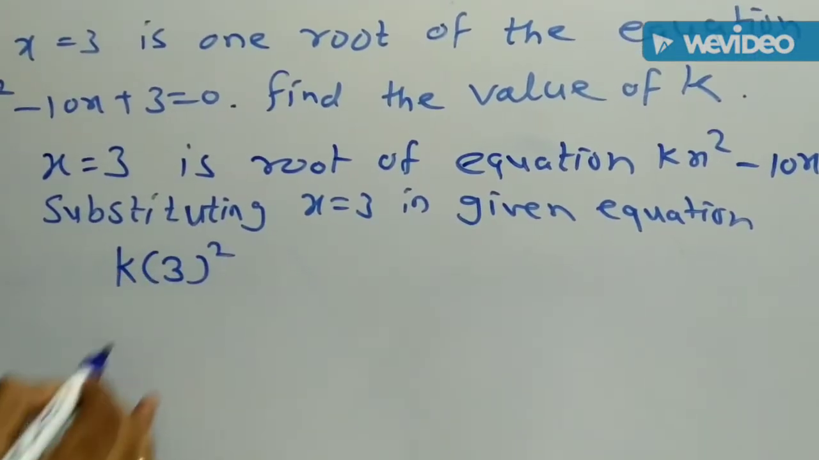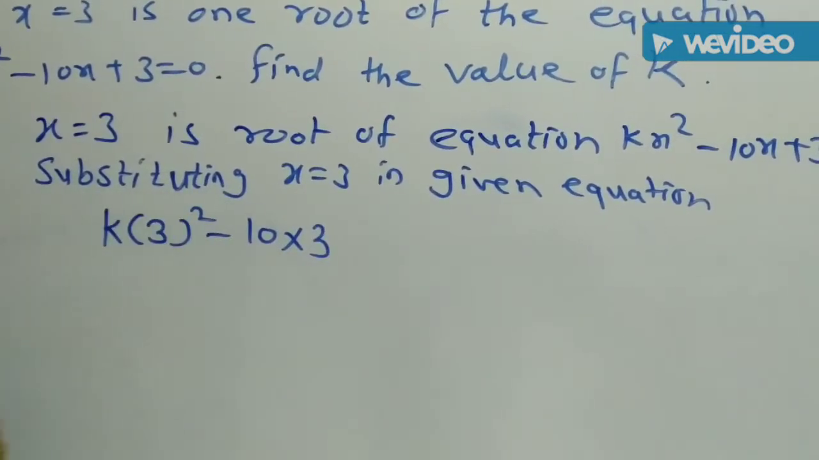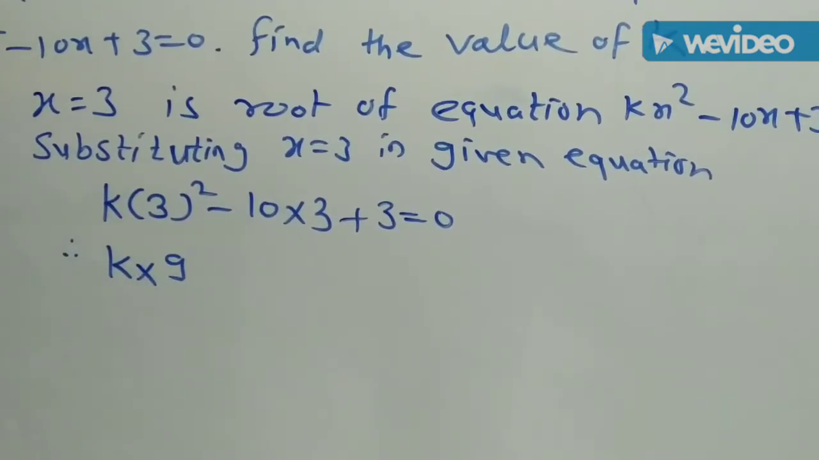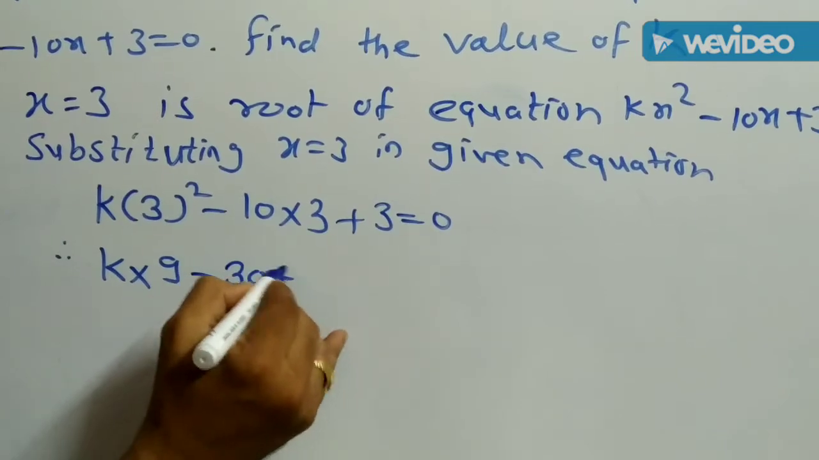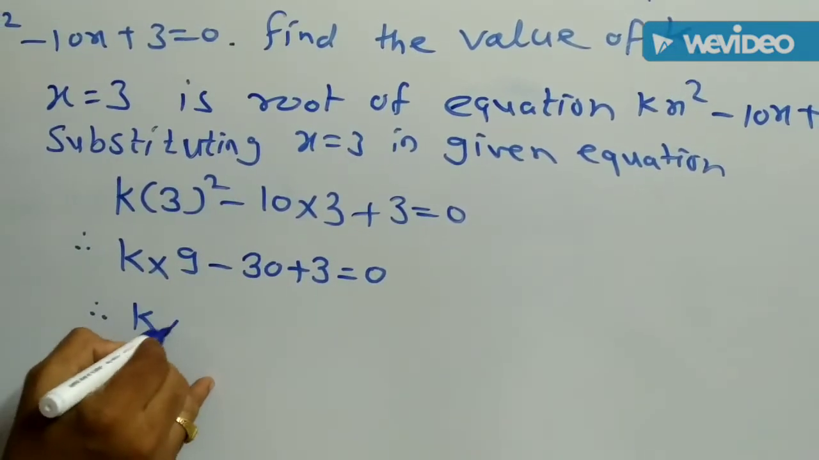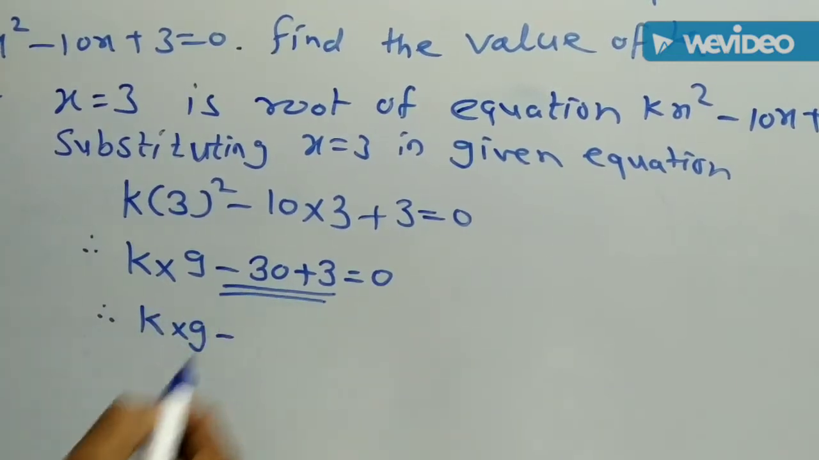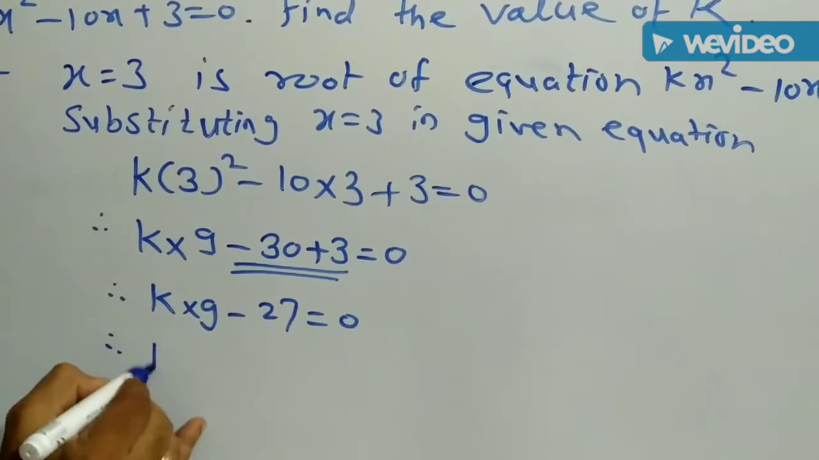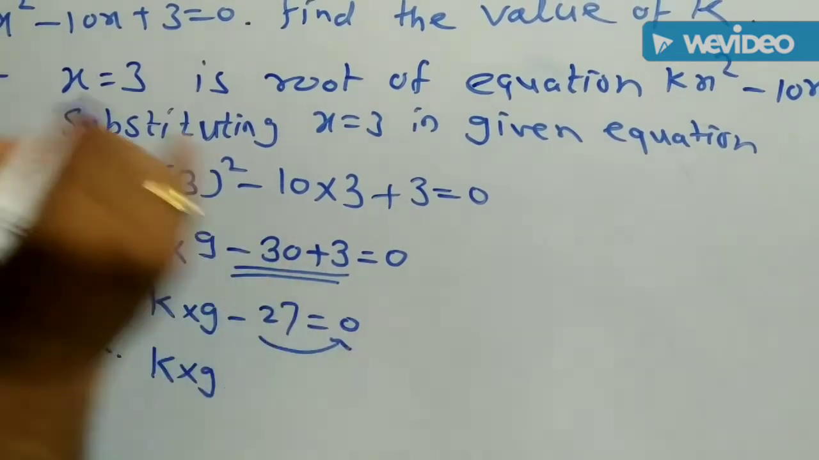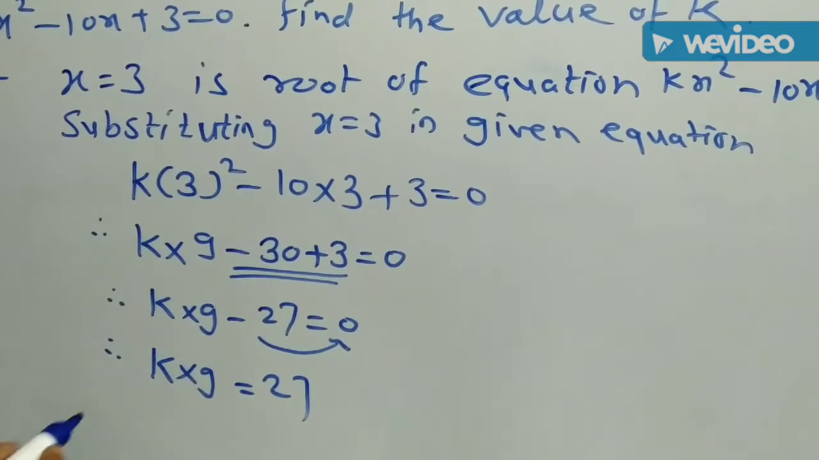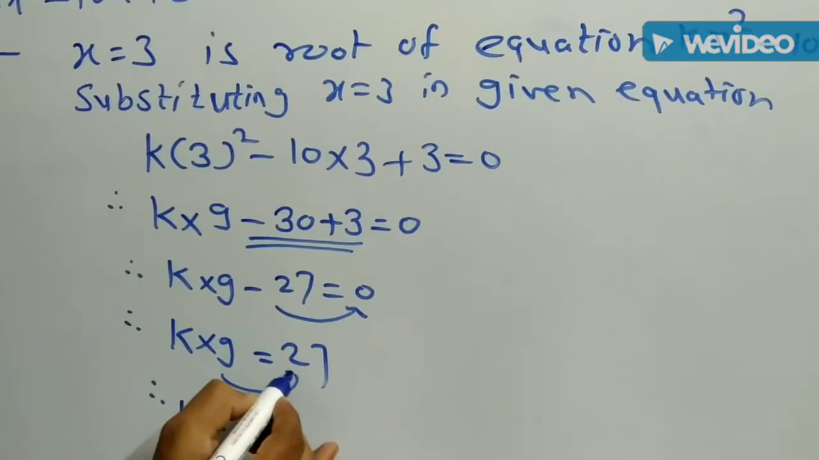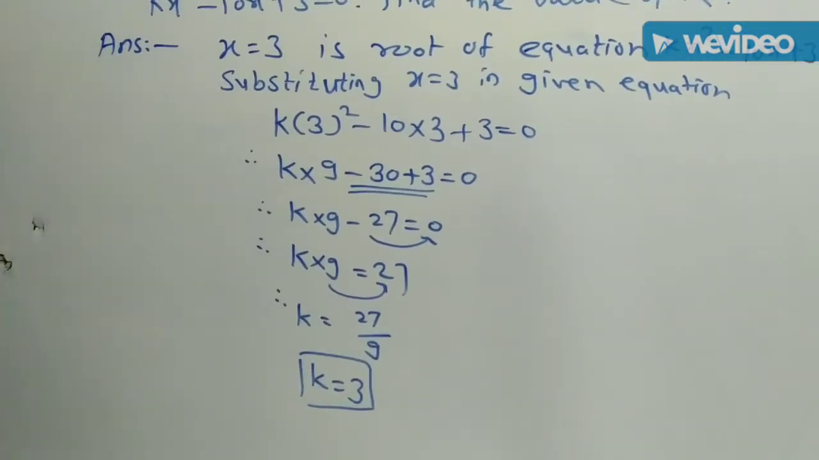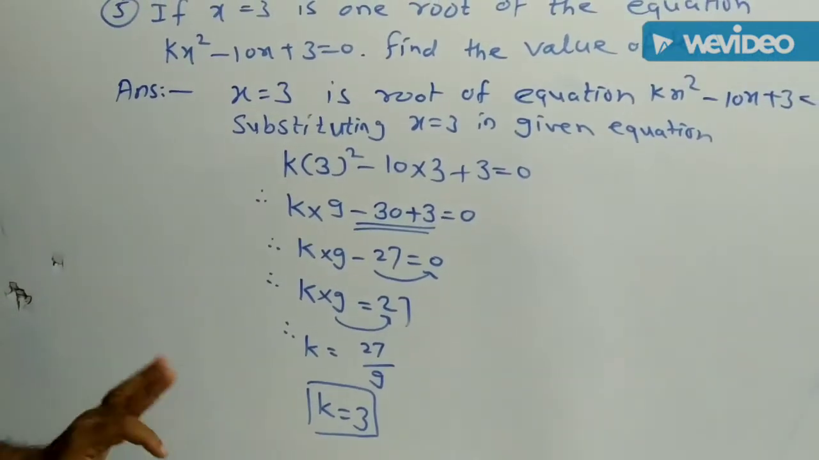k x², that is k into 3², minus 10x, that is 10 into 3, plus 3 is equal to 0. Now k into square of 3 is 9, minus 10 threes are 30, plus 3 is equal to 0. So 9k, now solve this: minus 30 plus 3, that is −27, is equal to 0. Now 9k, this minus 27 gets converted to plus. Now to find the value of k, this multiplied 9 gets converted to division, and 27 upon 9 is 3. That is, we have found the value of k.